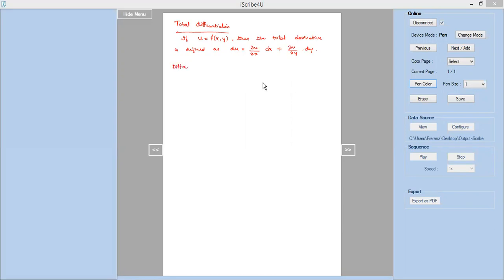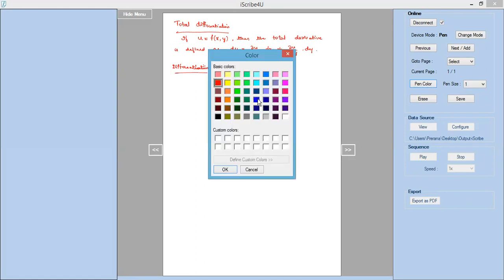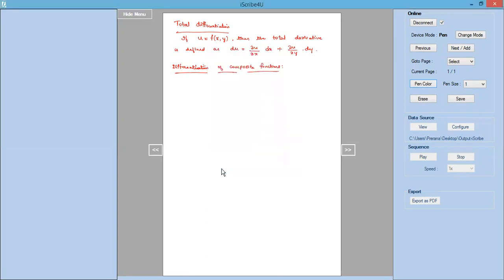Differentiation of composite functions. Now suppose u is a function of x comma y, where x and y are functions of independent variable t, then u is called the composite function of single variable t, and hence we can define du by dt using the formula dou u by dou x into dx by dt plus dou u by dou y into dy by dt. We'll just understand the same thing.